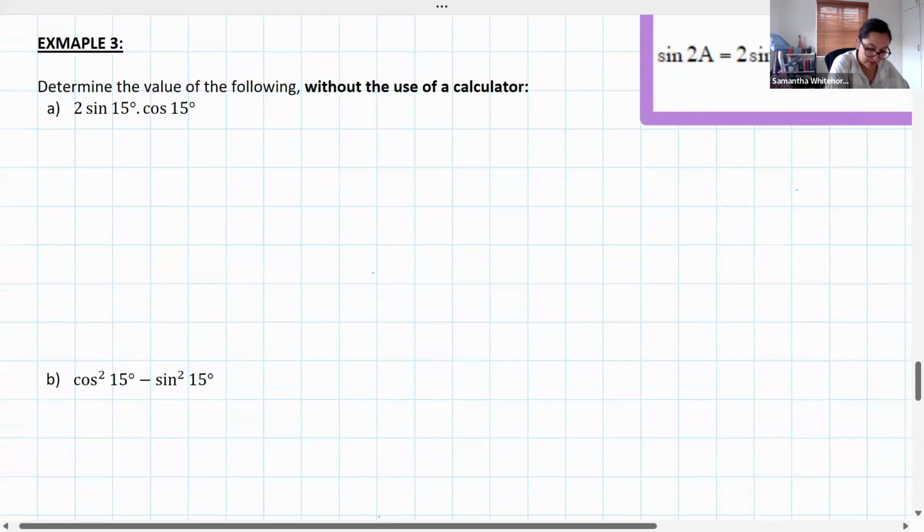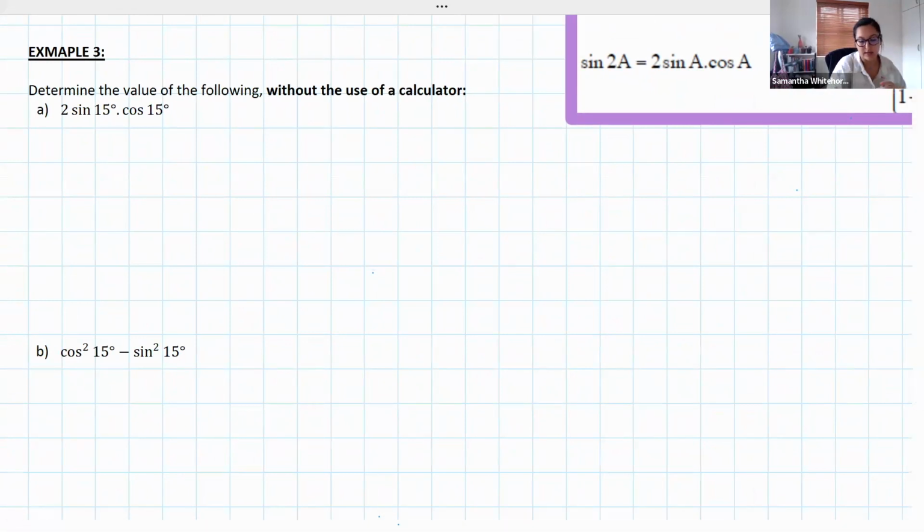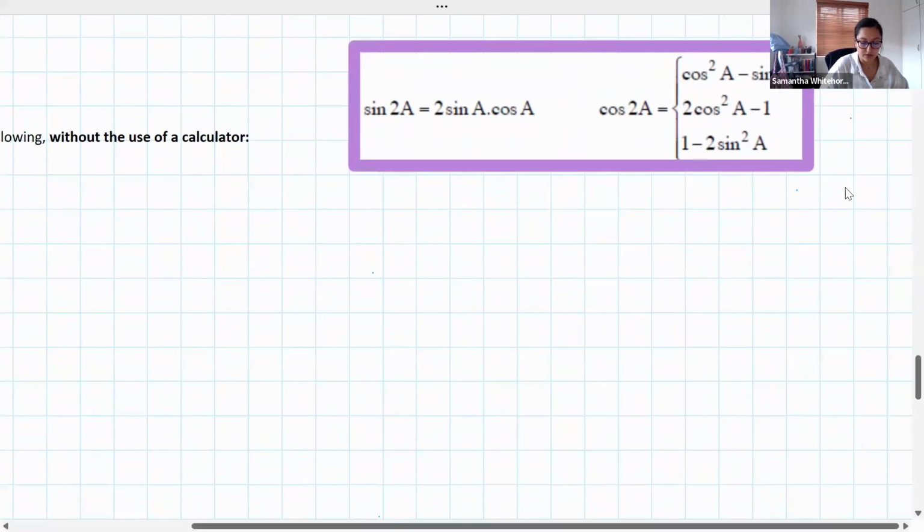So this is essentially what we have going on here now in example 3. Determine the value of the following without the use of a calculator. Okay, so once again, let me just move this because it makes no sense for it to be all the way here where it's not actually useful to anyone.